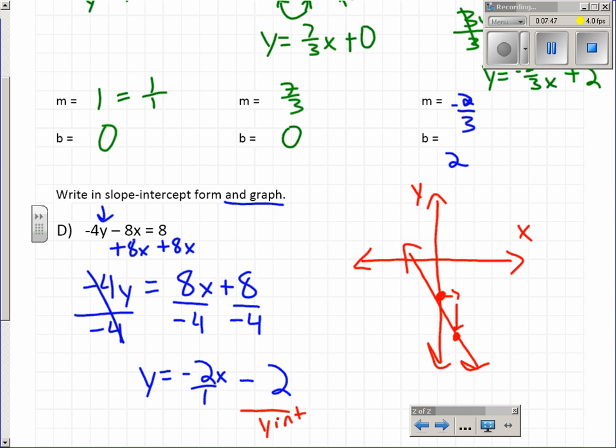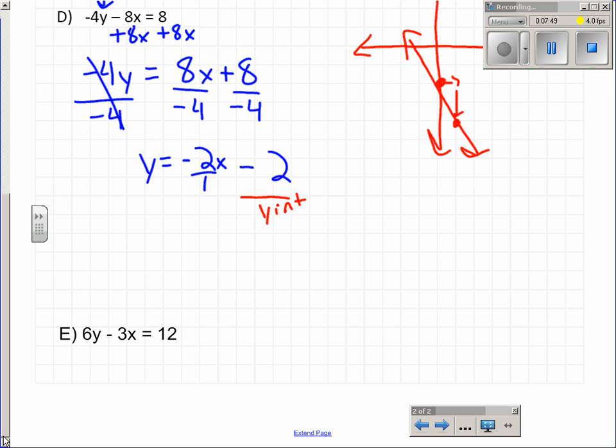And that is it. All right, so now you're going to write this problem at the bottom. It's not going to be on your paper. Well, actually, no, this is on your paper. And then you're going to solve this one on your own.